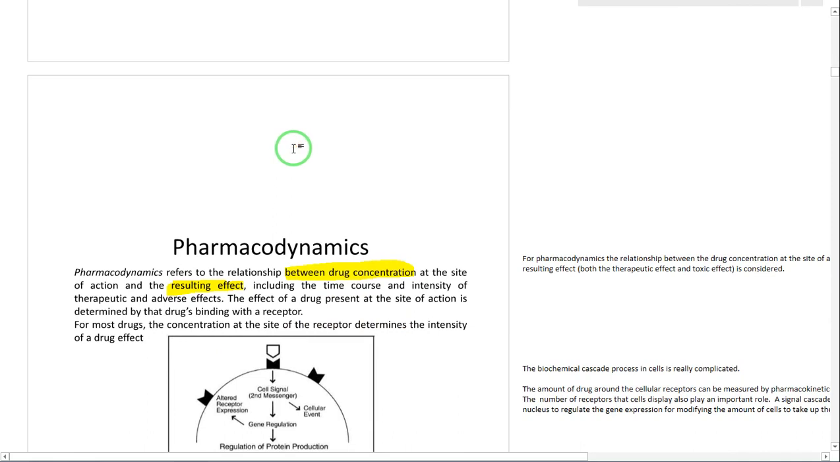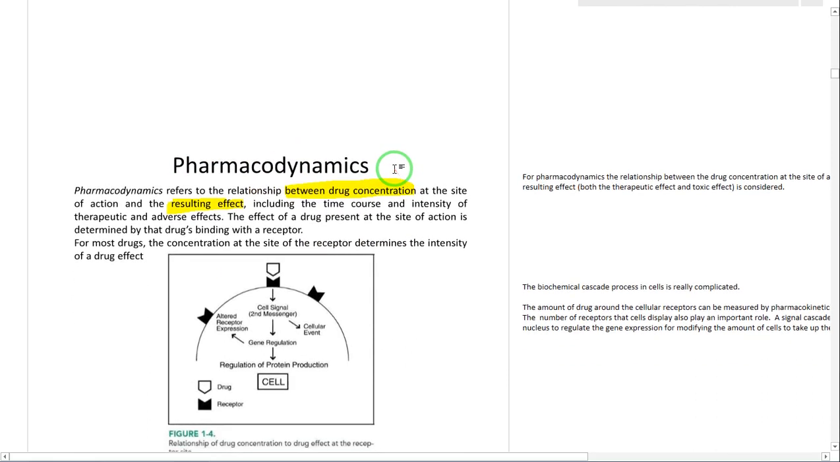Besides the pharmacokinetics, we have the pharmacodynamics. In pharmacodynamics, we want to see the relationship between the drug concentration and its efficiency, the amount of drug that is going to be effective for us, how effective the drug is going to be.